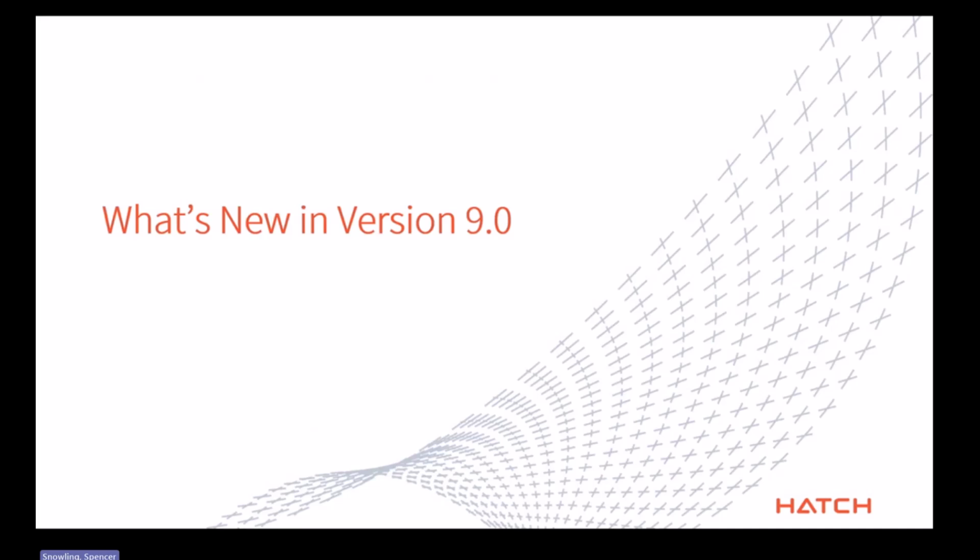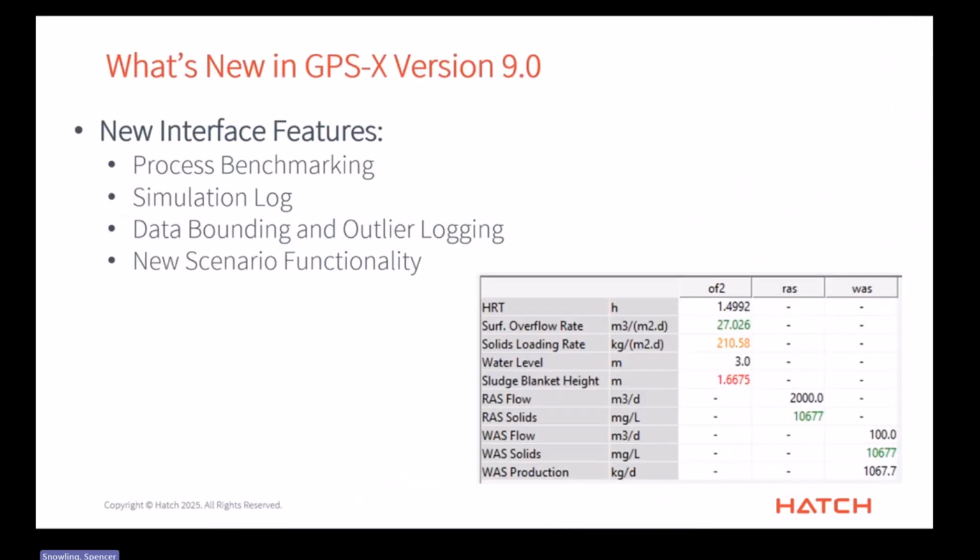Okay, so another quick summary I want to make about all of the things that are in the new version 9 of GPSX, just in case you're attending today but did not catch the first webinar that we had 1 month ago. So in that webinar, we talked quite a bit about the new interface features that are there, including the process benchmarking. So that is in the quick display panels that you can display for every object. We have a select set of parameters that are now going to be colored, and they're hopefully going to help you identify places where you may have entered in some incorrect information.